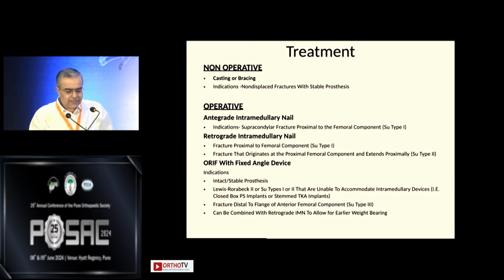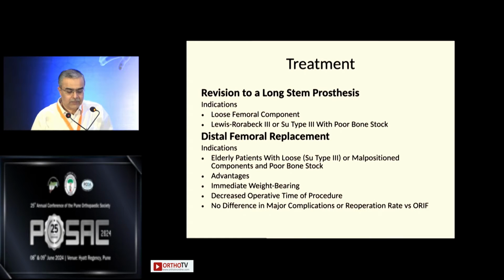A fixed angle device is indicated in patients with a stable prosthesis, type 1 or type 2 Su or Lewis Rorabeck types, with a fracture distal to the flange of the anterior femoral component. It can be combined with retrograde intramedullary nailing for offering additional stability.